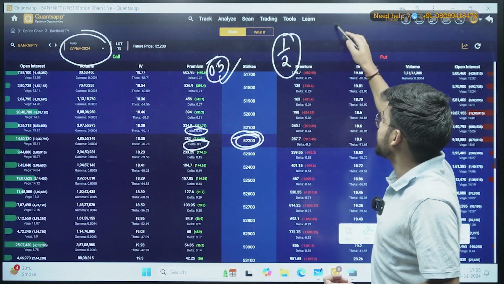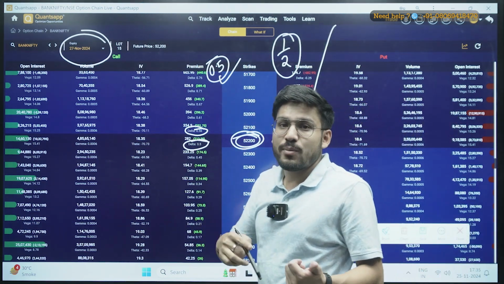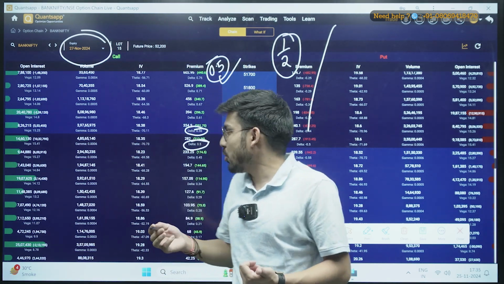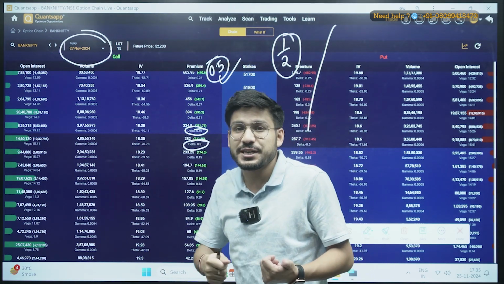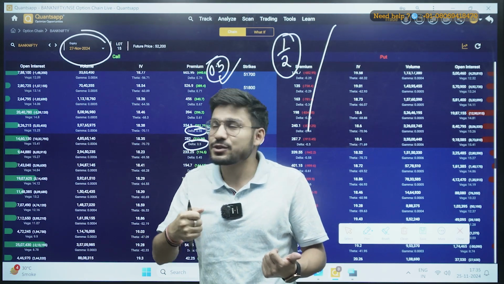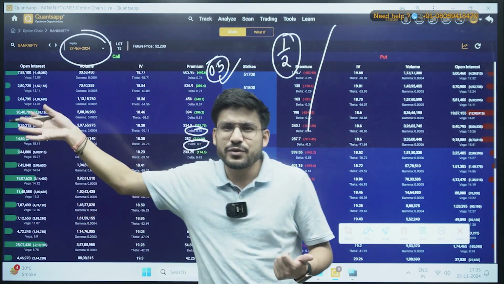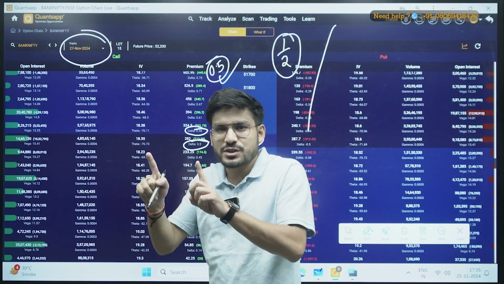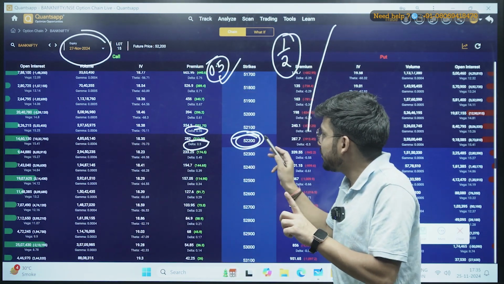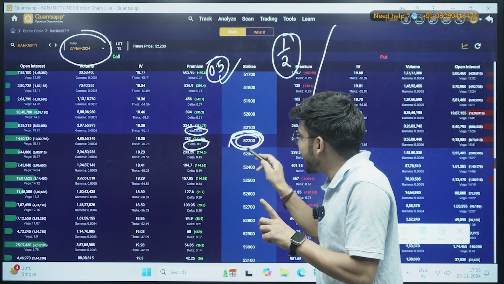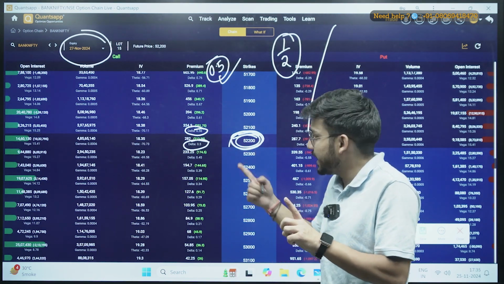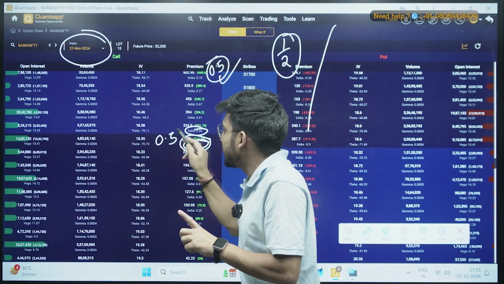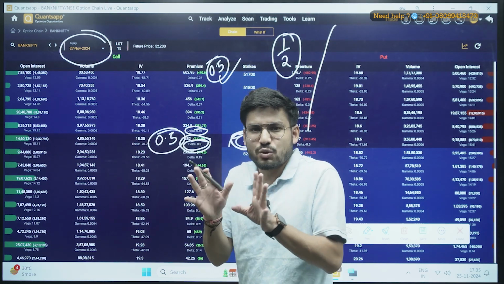Or there is one more definition for the delta. It will tell you how much your ATM strike price or your OTM strike price or any other strike price premium will change as per the underlying asset. So for example, if my Bank Nifty futures moves by 1 point, and I am buying this 52,100 call option, the ATM call option, then my premium will increase by 0.5 paise. So it is denoting that, right?